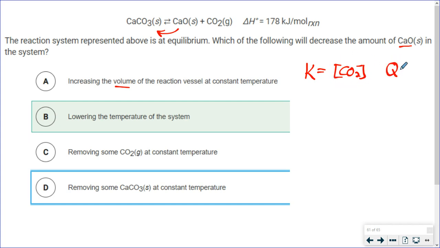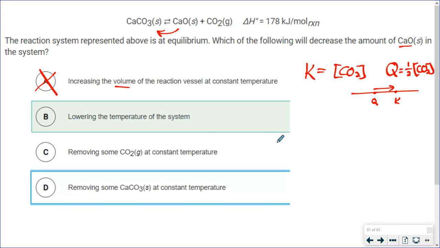So we would have a Q value then at a lower concentration. Maybe we double the volume, that'd be half the concentration. And so the Q value would be 1/2 of our original K value, and so Q would be less than K. It would look like this on a number line, which means we'd have to shift this direction to reestablish equilibrium. And that would not decrease the amount of calcium oxide, that would increase it. So this is not the correct answer, it goes the wrong direction.